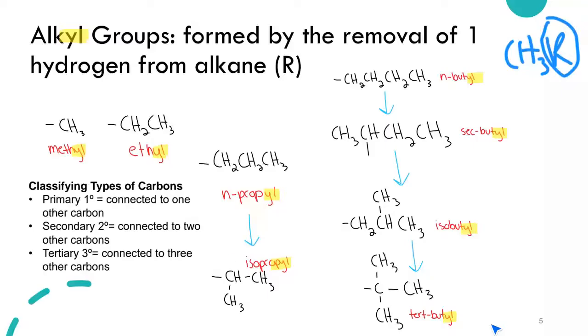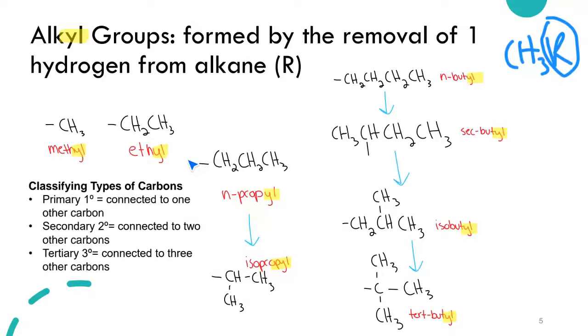And these names are coming from the classification of different types of carbons. So primary carbon, it's only connected to one other carbon, like this one here. It's connected to 3 hydrogens, 1 carbon. You have secondary carbons, like this one here, it's connected to 2 hydrogens, 2 carbons, and then tertiary, like this here, is connected to 3 other carbons. That's why it's called tertiary butyl.